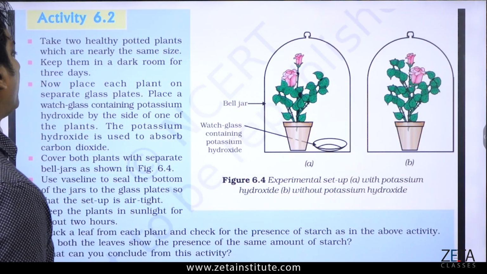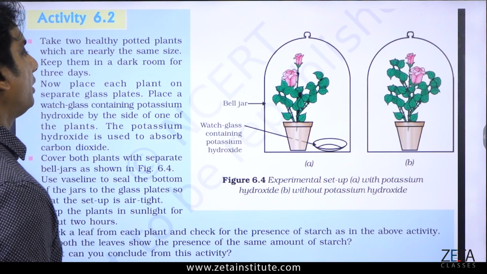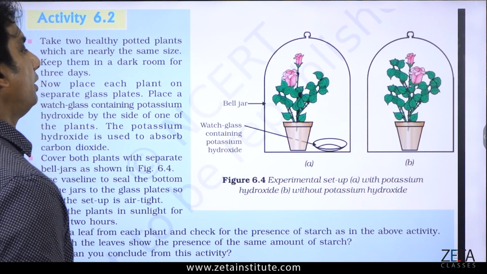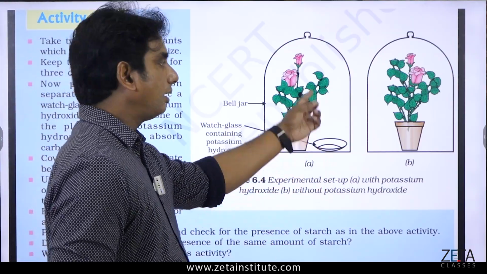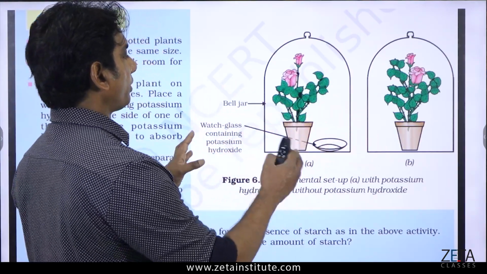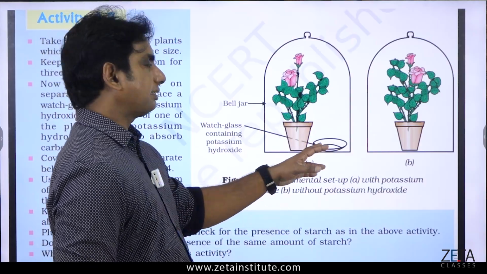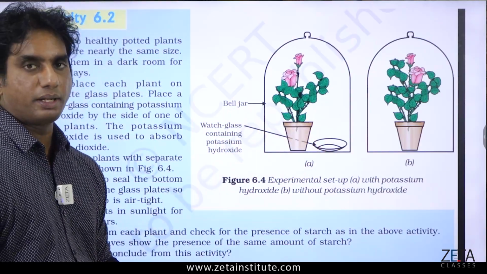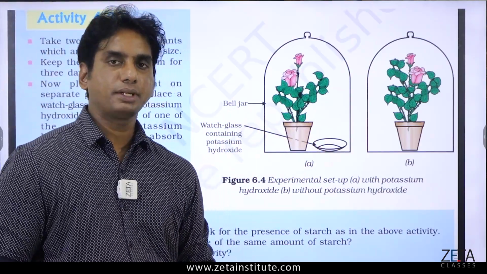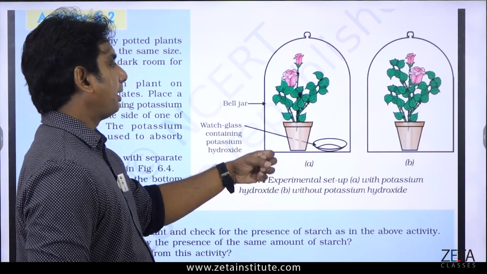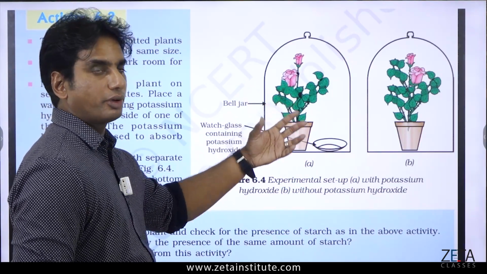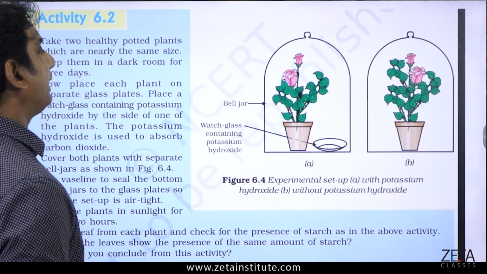In the same way, if you want to see whether carbon dioxide is actually used, potassium hydroxide will be kept in a watch glass in one potted plant, while the other doesn't have it. So, two potted plants. Potassium hydroxide has a very important property: it absorbs CO2. The plants grow because in photosynthesis, CO2 is being taken in.